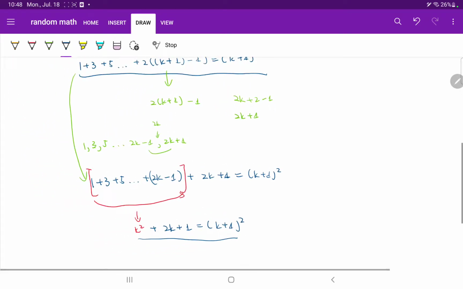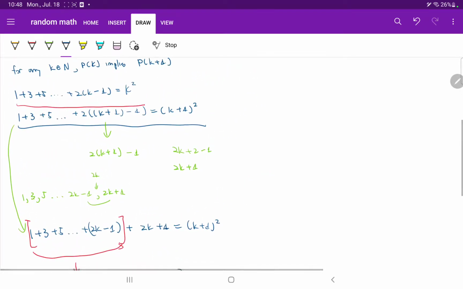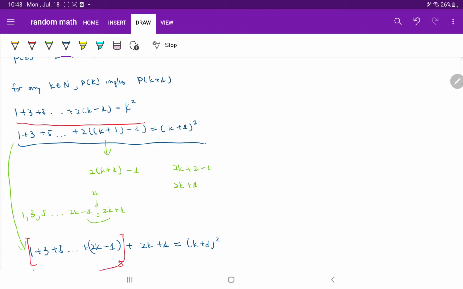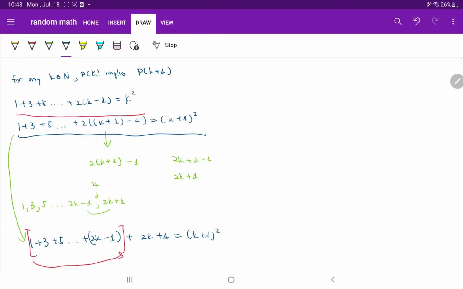So therefore Pk plus 1 is indeed true under the assumption that Pk is true, because we need to assume Pk is true first. By assuming that 1 plus 3 plus 5 and so on, plus 2k minus 1, is equal to k squared, we then show that Pk plus 1 is true by all these algebraic manipulations and observations we made based on this specific case.